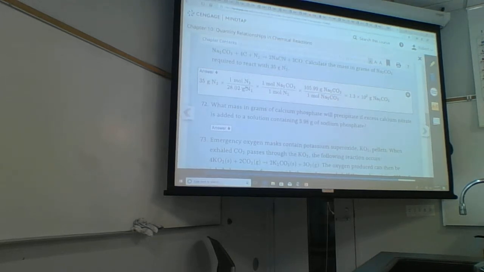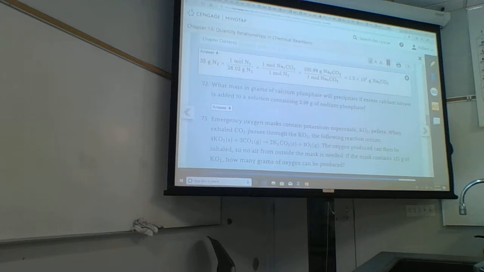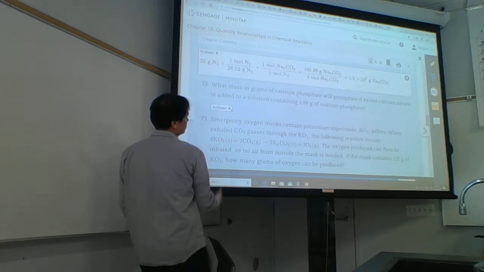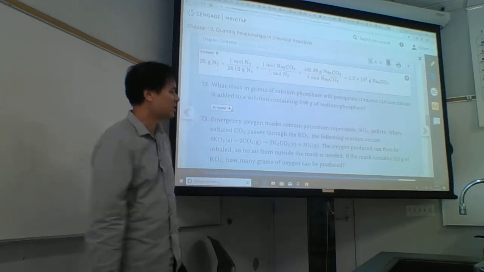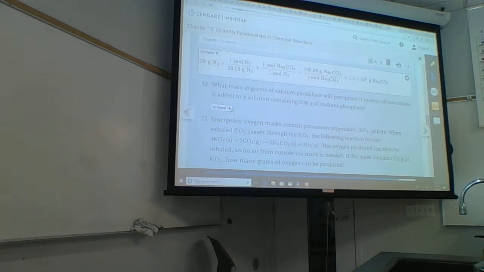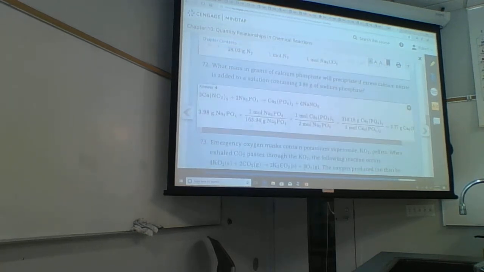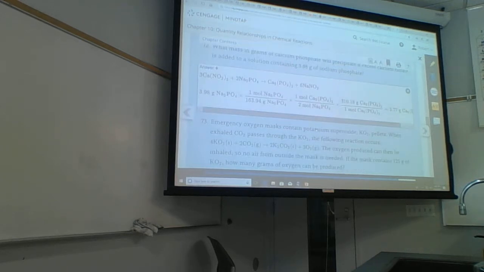Grams to moles, moles to moles, moles to grams. Standard stoichiometry: grams of A, moles of A, moles of A to moles of B, moles of B to grams of B. What mass in grams of calcium phosphate will precipitate if excess calcium nitrate is added to a solution containing 3.98 grams of sodium phosphate? This is the same thing. We need a balanced chemical equation, which is shown here. So it's grams of A to moles of A, moles of A to moles of B, moles of B to grams of B. It's just straightforward stoichiometry.